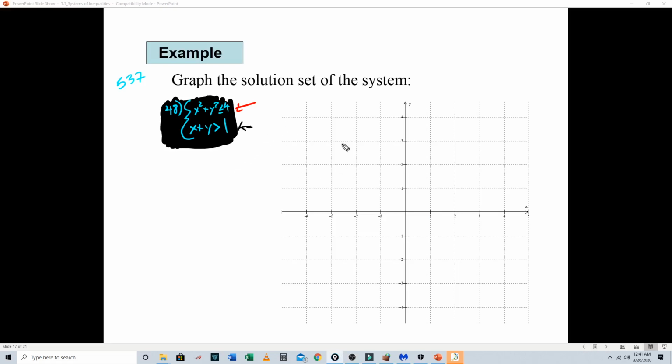All right. So again, circle. We'll do the circle first. Easy enough. Center 0, 0, radius is square root of 4, so radius is 2. So again, for the circle, the center is 0, 0, because there's no parentheses here, no plus or minus anything. And the radius is equal to square root of 4, which is 2. So center 0, 0, radius 2, and it's solid. So solid line this time.